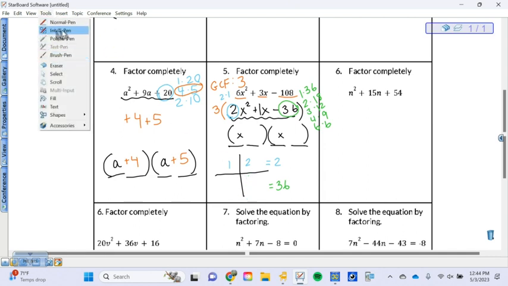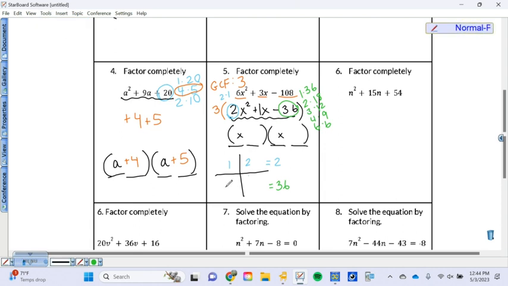1 times 36. So then I'd have to do 1 times 36 and 2 times 1. 1 times 36 is 36. 2 and 1 is 2. So that's not going to get me there. That doesn't work. That's not going to work. You want to try 2 and 18?